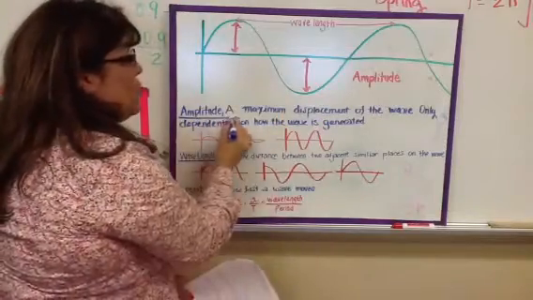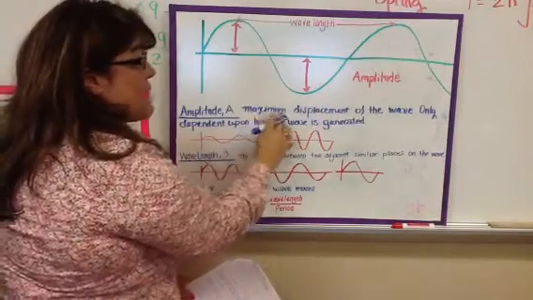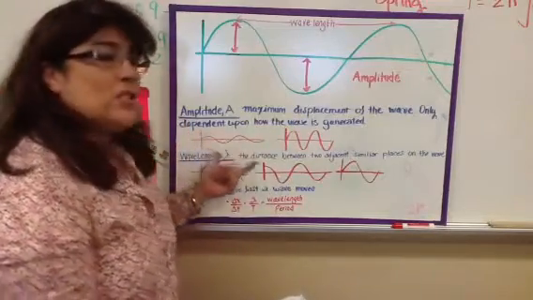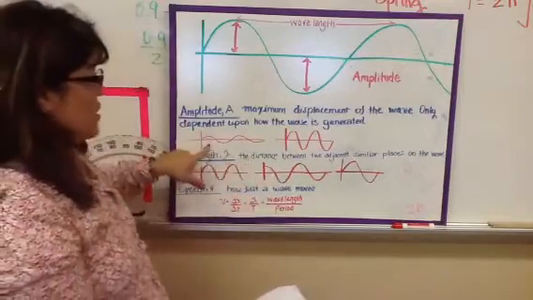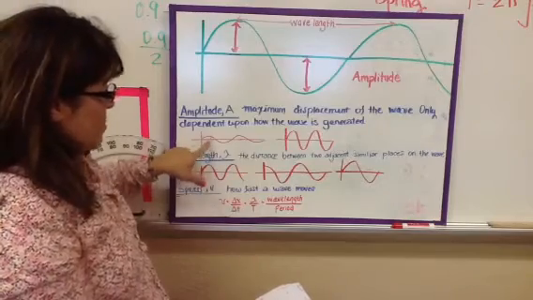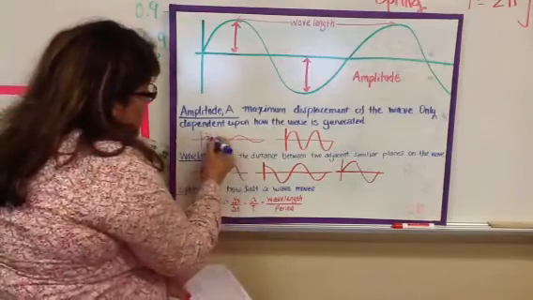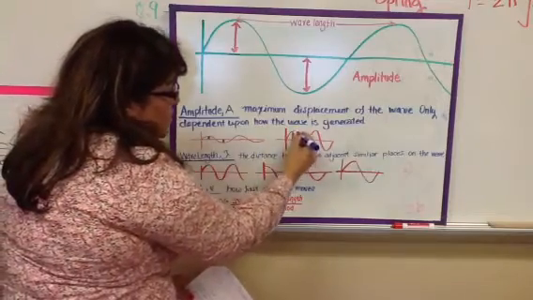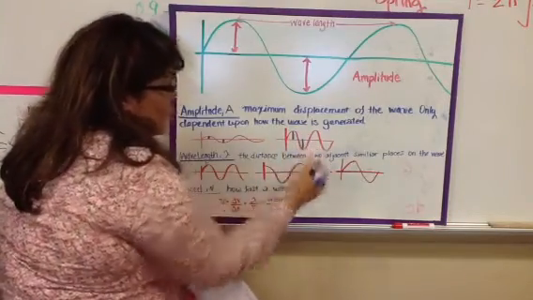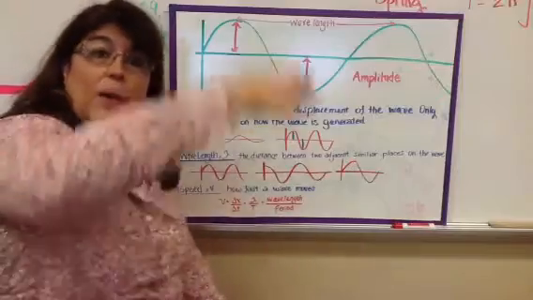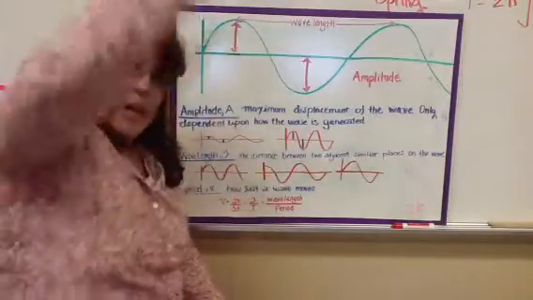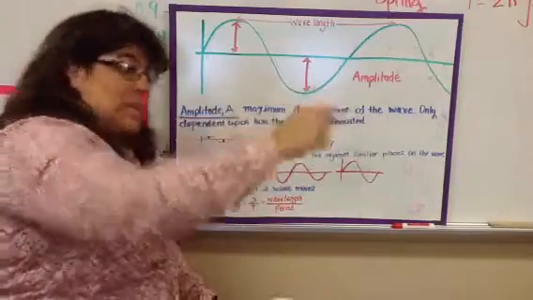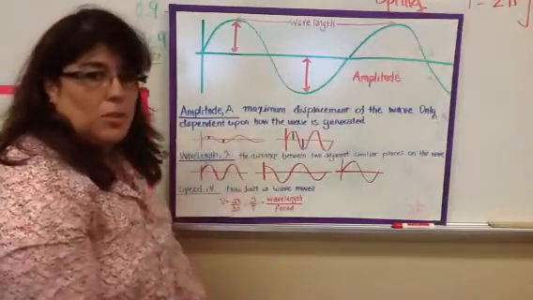So the amplitude, and we're going to call it A, is the maximum displacement of the wave, only dependent on how the wave is generated. So right here is an example of two A's. The amplitude here is from here to here, or from here to here, and this amplitude here is much larger than it is from here to here. And it's just how I generate the wave. So if I go big, it's going to be a bigger amplitude. If I go small like this, it's going to be a smaller amplitude.